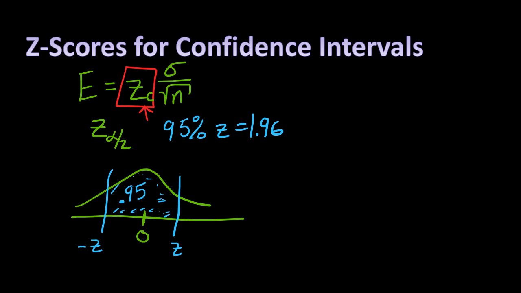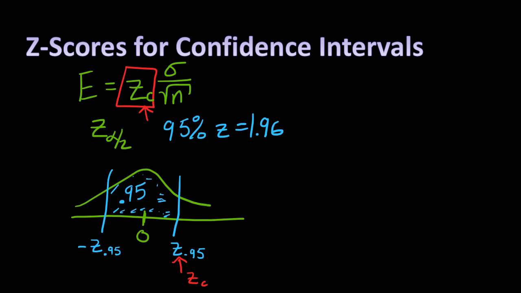So what is z subscript c? C is the confidence level, so that's 0.95. If you were to write z subscript c, this is z subscript c right here.